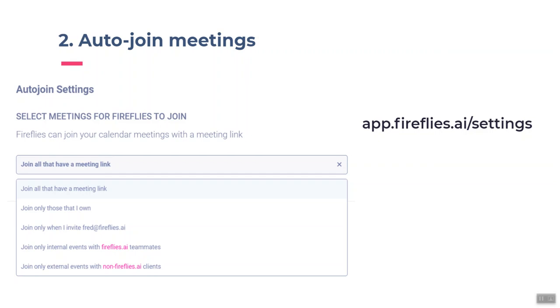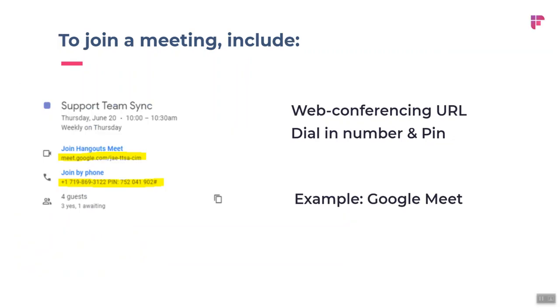I can even configure it to where it only joins meetings that I'm an owner of. I can also set it where it only joins when I specifically invite Fred at fireflies.ai. And I can also have it join only internal meetings or external meetings with customers. So there's a lot of options in the settings tab.